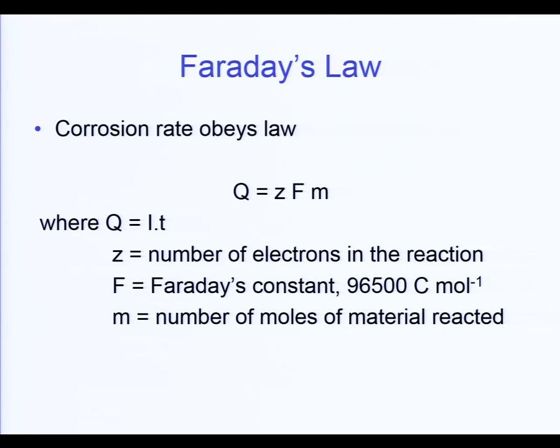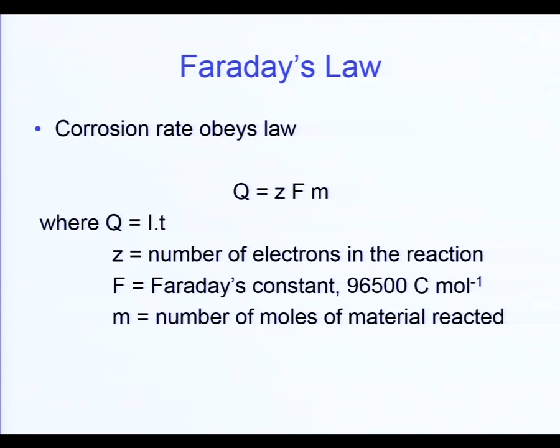I've rounded this value off. It's actually 96486, but it's quite often just rounded off to 96500 for convenience. And then what this equation does is it allows us to quantify the amount of corrosion that's occurring.